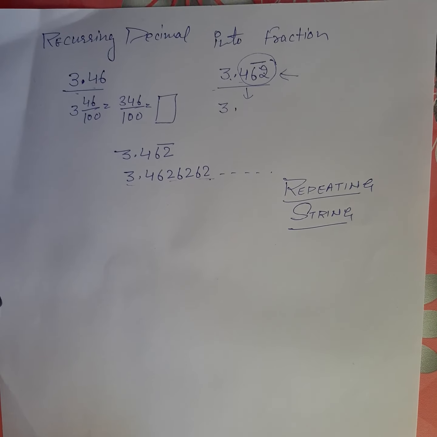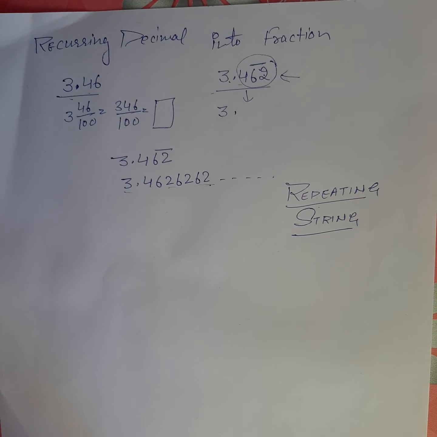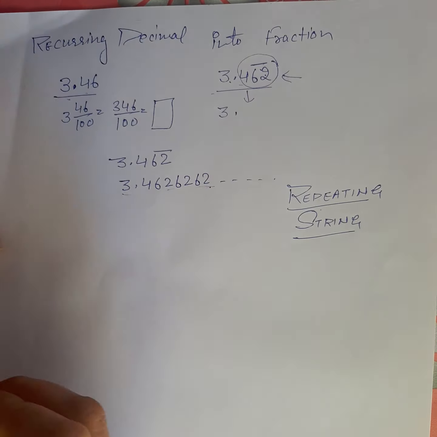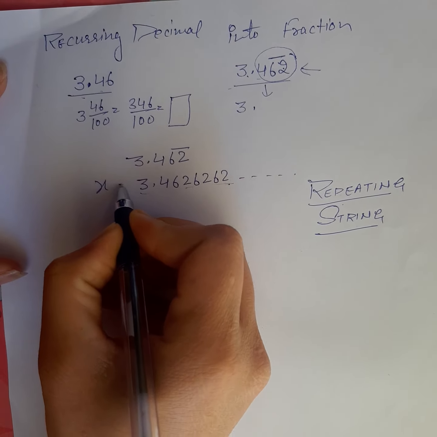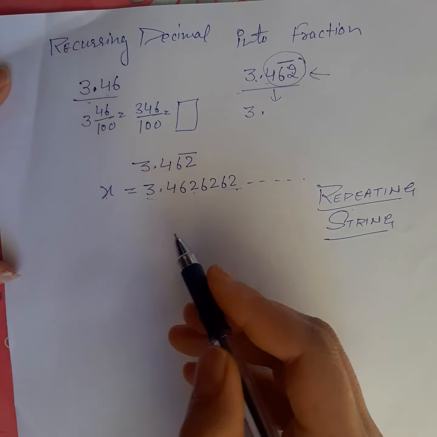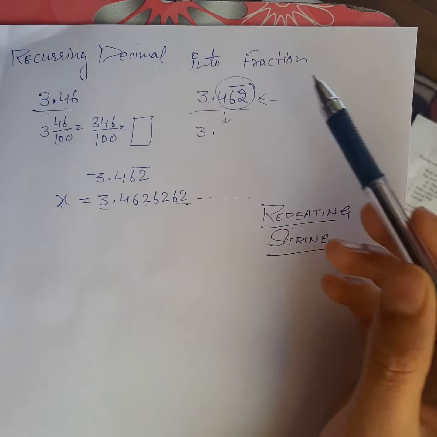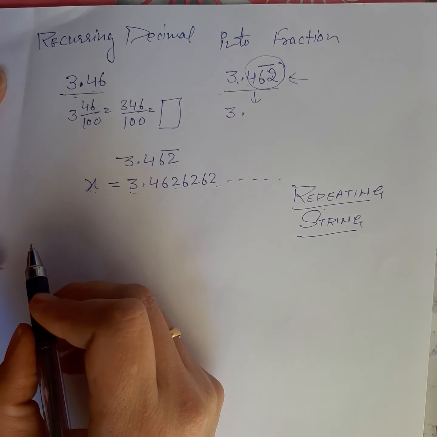So we'll develop an algebraic method to get rid of this repeating string. Means we have to get rid of it. As I said, algebraic method, let's call this number a general number x, because we want a generalized method to sort out the problem with every recurring fraction. So let this number be x.